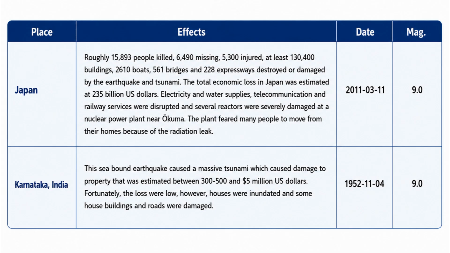In 1952, in Hawaii, the sea-bound earthquake caused a massive tsunami which caused damage to property that was estimated between 800,000 and 1 million US dollars. Fortunately, no lives were lost. However, boats were beached and piers, houses, buildings, and roads were damaged.